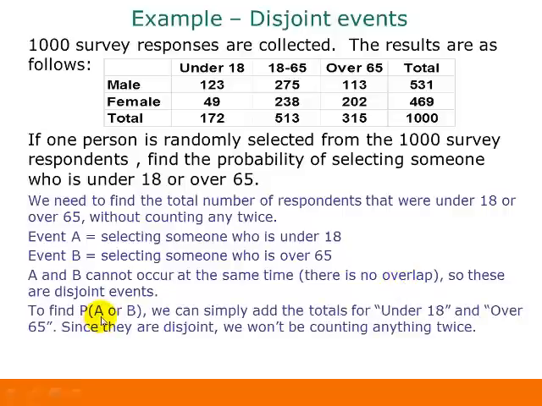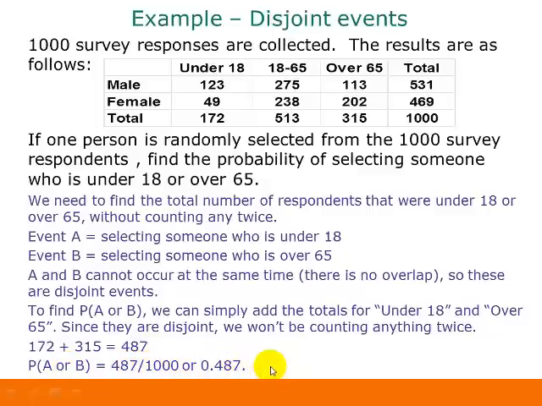So to find the probability of A or B, we can just add the totals for the under 18 and the over 65. Since they're disjoint, we won't be counting anything twice. So we could just take the total of the under 18 column and the over 65 column and add those two together. That gives us a total of 487 responses. So our probability is 487 divided by 1,000, or 0.487.